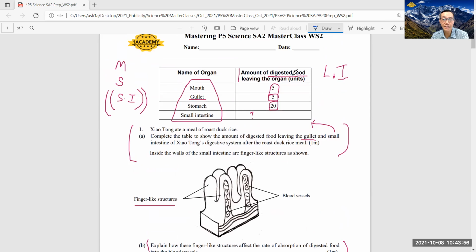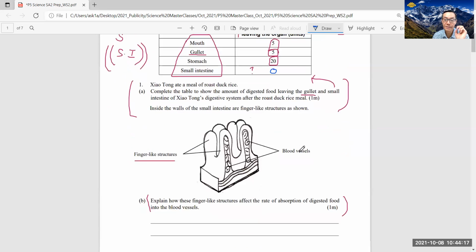Remember here I said amount of digested food leaving. Leaving the organ means going to the next organ. And the next organ is the large intestine. So actually this number here is 0, because digestion finished in the small intestine. So there's no digested food, correct?